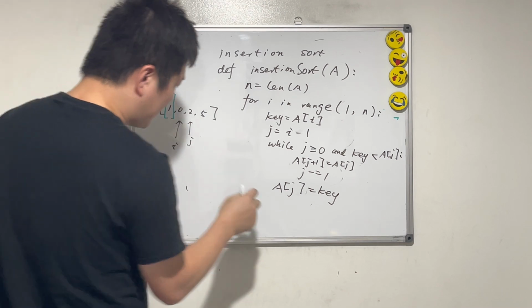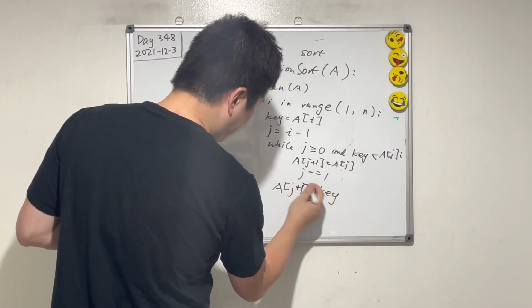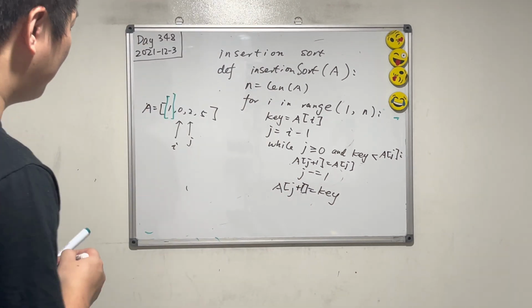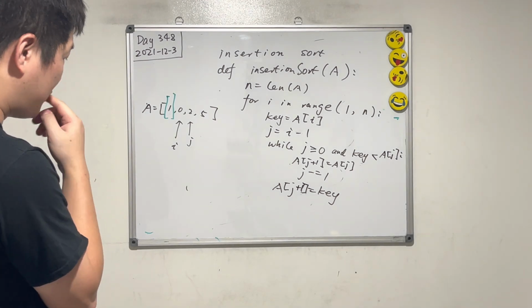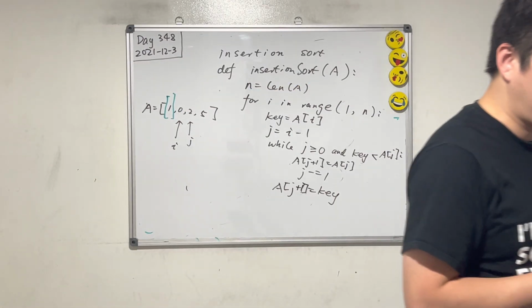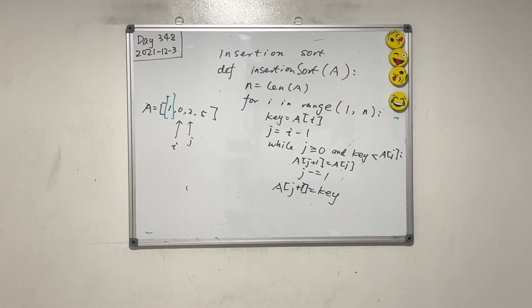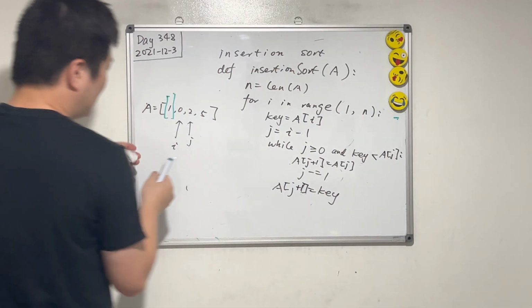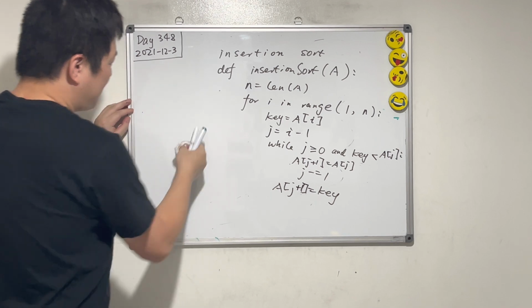There might be a problem. Actually it's Aj plus 1. Let me just double check, because this algorithm is not so easy to get right at the beginning. We have to check the boundary, etc. So what's the time complexity if you look at these? While key is smaller than Aj, Aj plus 1 equals Aj, j minus equals 1, and the next value needs to be set to the key. Yeah, I think I got it right. Let's just run this, and we can correct the mistake if we have one.